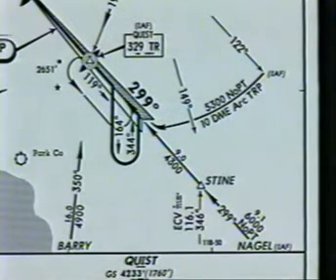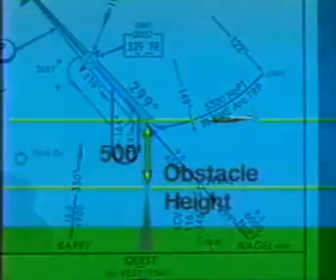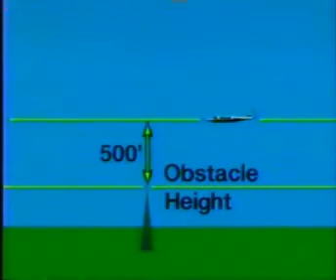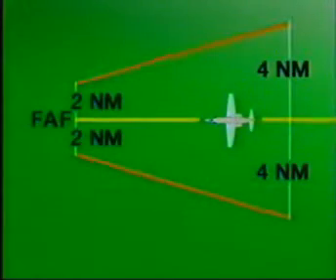The intermediate segment for this approach at Terps when arriving from the southeast begins at Stein intersection, or when you're aligned with the final approach course after flying the DME arc, or after flying the procedure turn. While on the intermediate segment, you are provided with a minimum of 500 feet of obstacle clearance. The width of this segment tapers from 4 nautical miles on either side of the course at the start of the segment down to as little as 2 nautical miles at the final approach fix.